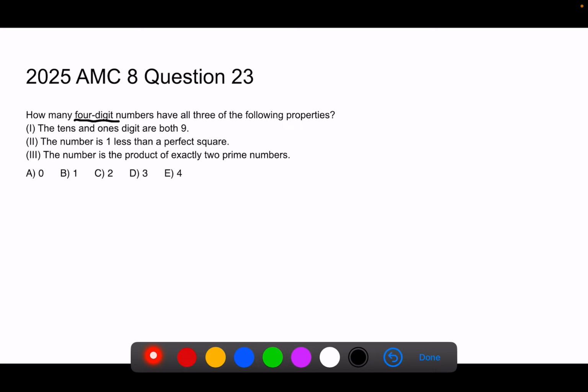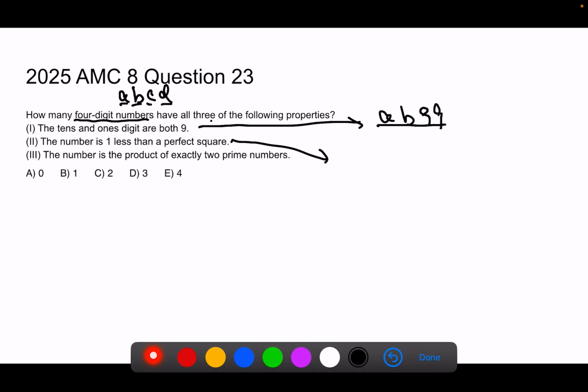So four-digit number means the format of this number is A, B, C, D, 4 digits. Now, the tens and ones digits are both 9, so it's actually AB99. Now, the second condition is saying this is actually something squared minus 1. This gets really interesting, before we move to the product of exactly two prime numbers, because something squared minus 1 equals AB99.